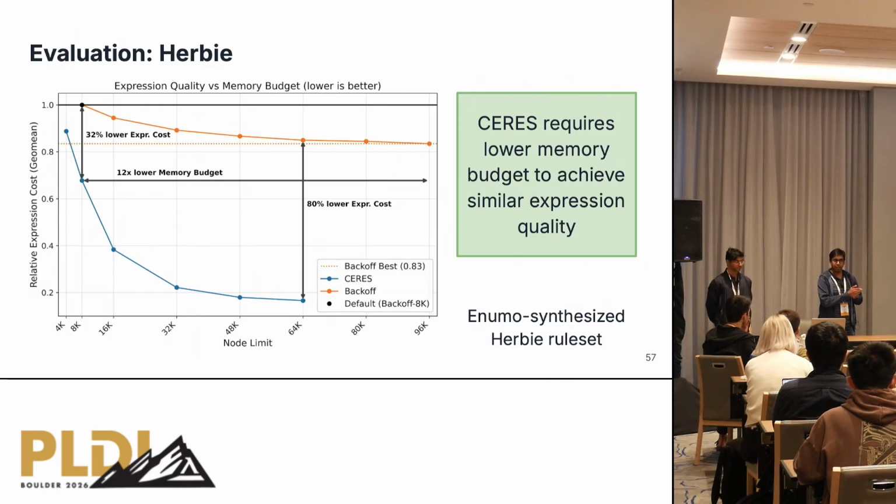And even at 12 times lower memory budget, which is CERES at 8K, it can achieve better expression quality than backoff at 96K. So CERES essentially has more benefits, especially when you're using synthesized rule sets, which are more prone to having such explosive eGraph growth.